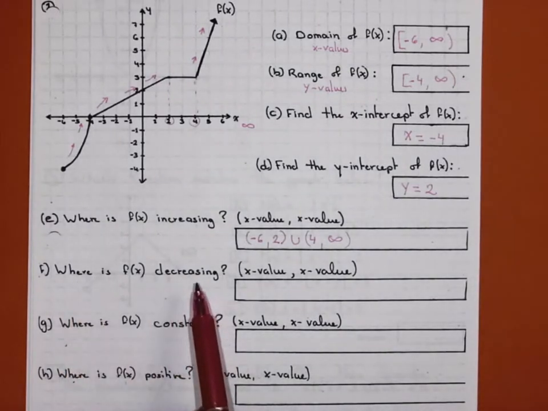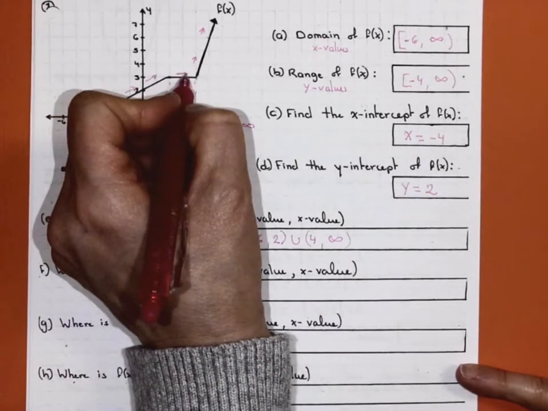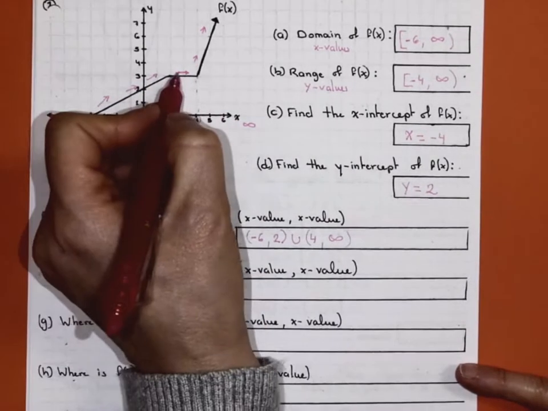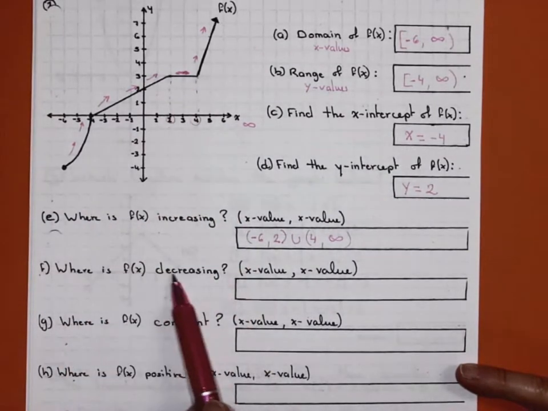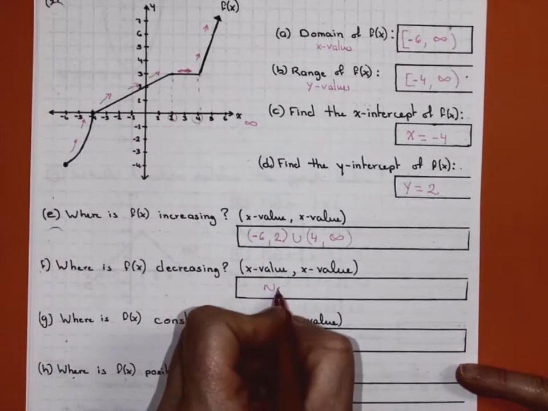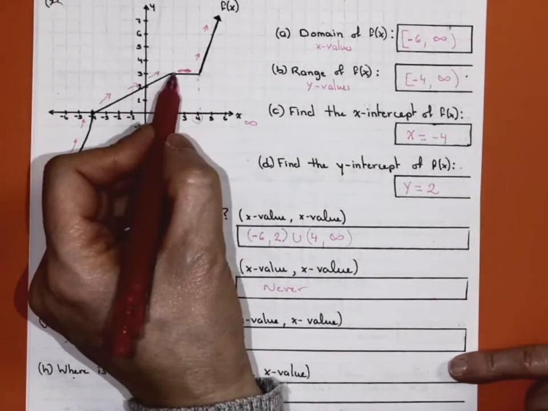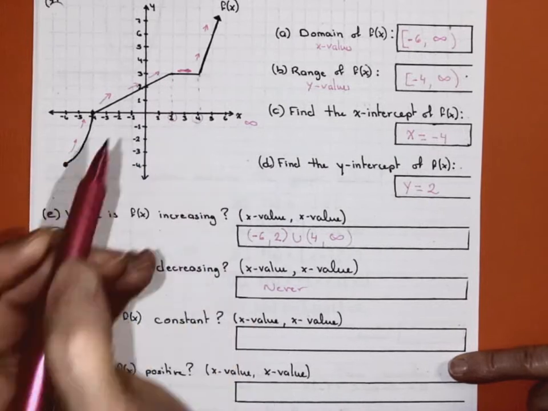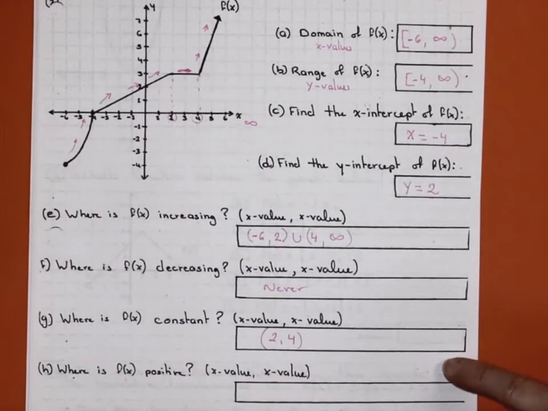Where is my graph decreasing? Well, up, and here constant, right? If my graph is constant or increasing, it never decreases, so we're going to say never. Constant will be that little segment right there, so from x equals 2 to x equals 4, so from 2 to 4, the graph is constant.